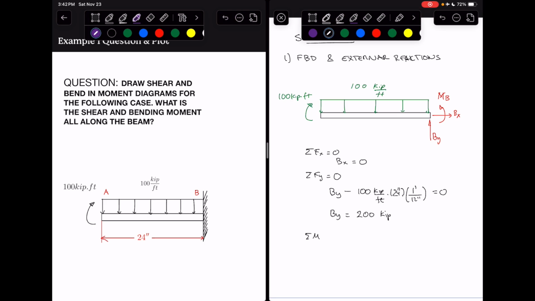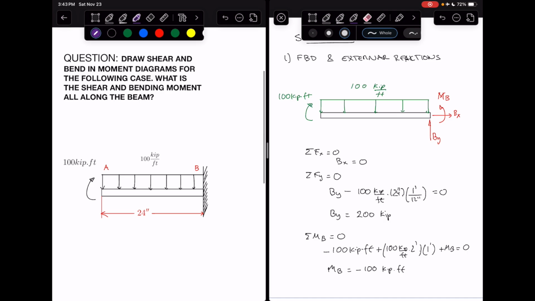We sum the moments. I'm just going to sum the moments about B. And following the right-hand rule, we obtain that we have minus 100 kip foot from the couple at A, plus 100 kip per foot over 2 feet times the moment arm, 1 foot, plus Mb equal to 0, so that our external moment at B is minus 100 kip foot. So I assumed the wrong direction on that one, but I can take care of that when I draw my loading diagram.